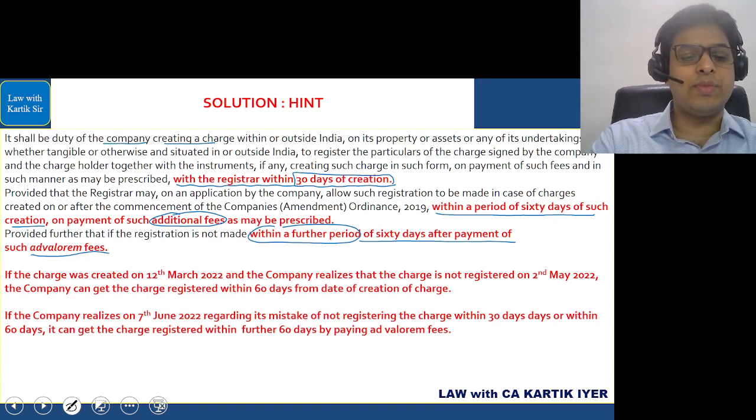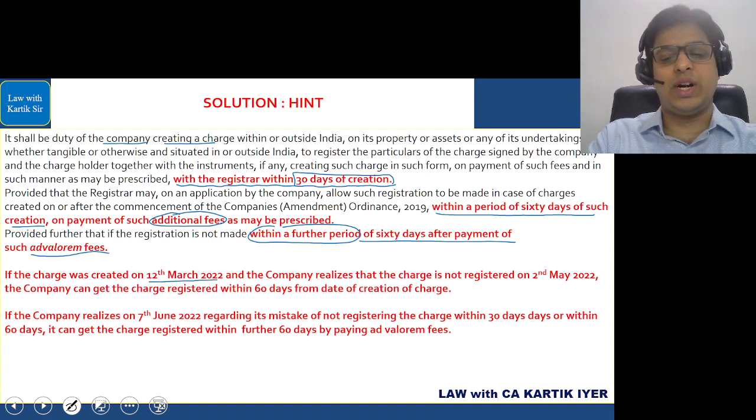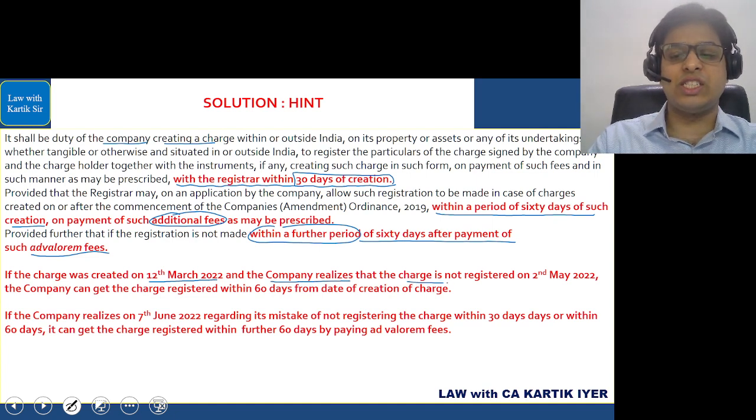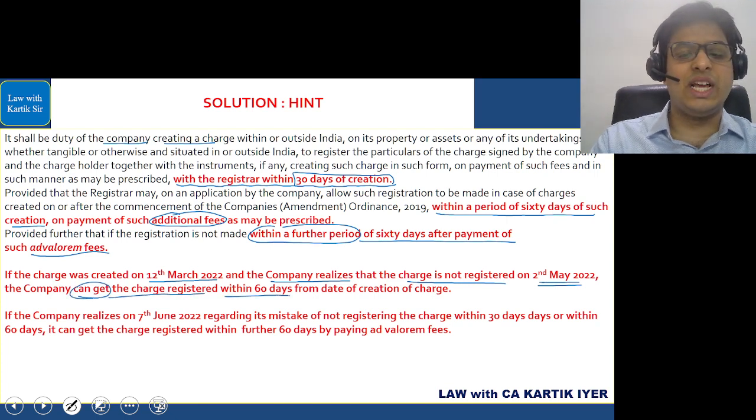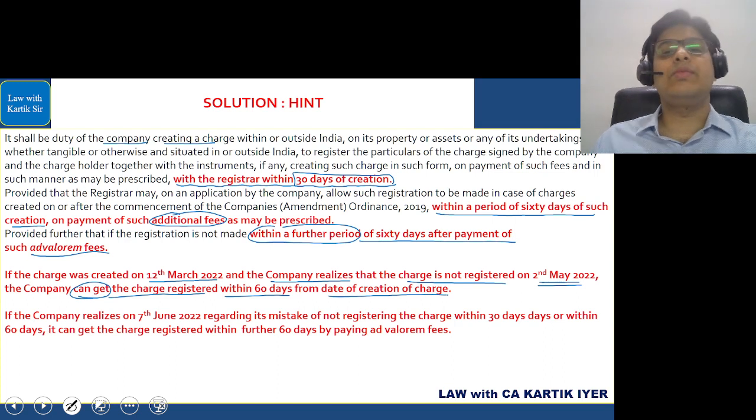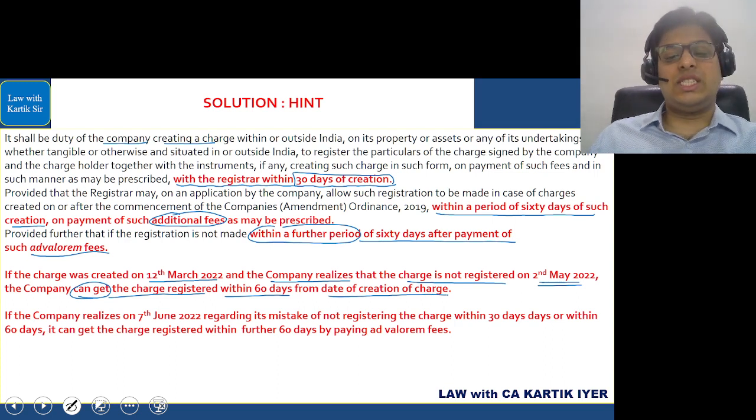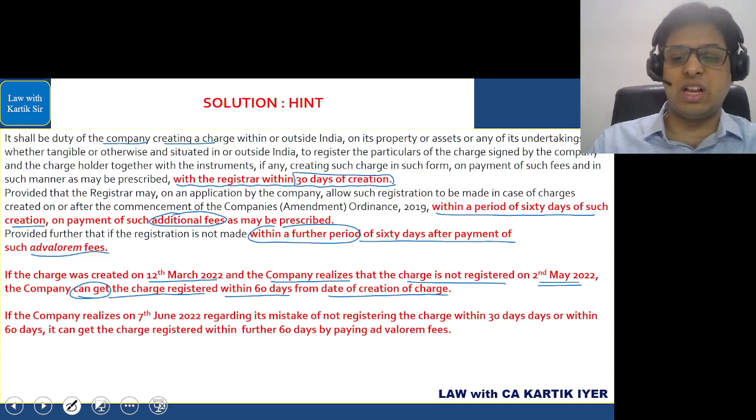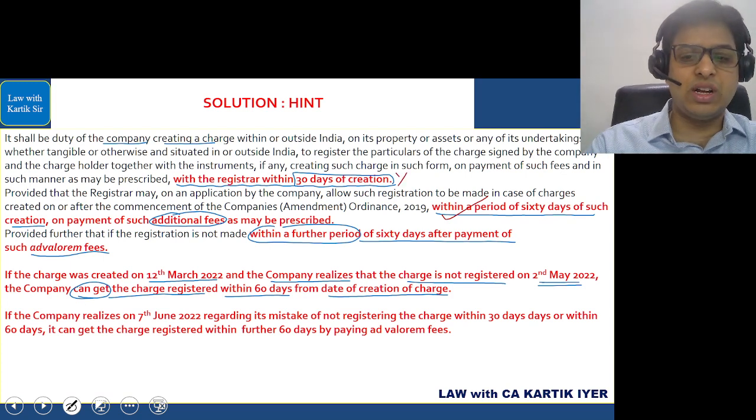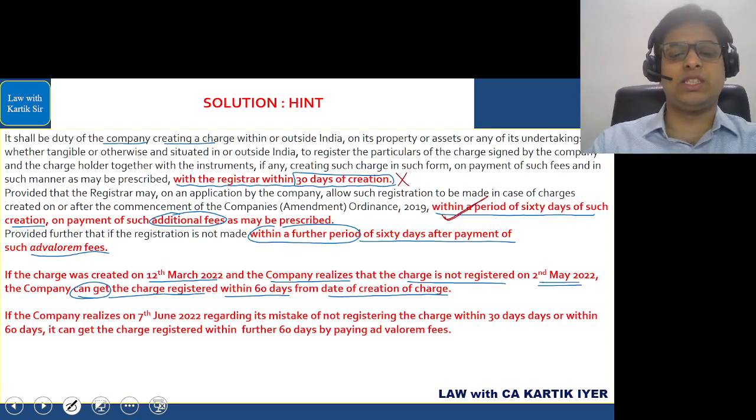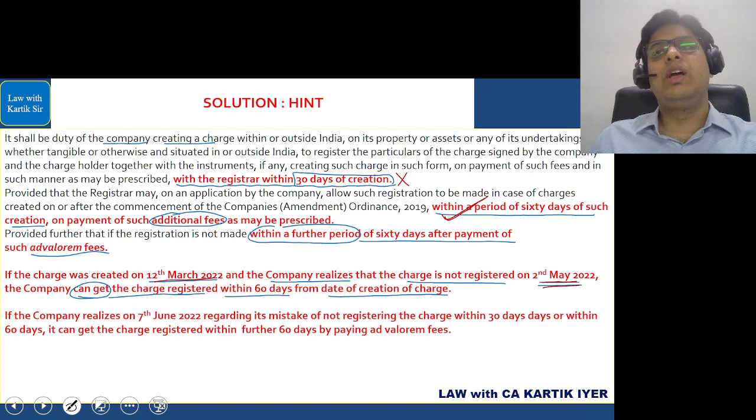See, first solution. If the charge was created on 12th March 2022 and the company realizes that the charge is not registered on 2nd May 2022, company can get the charge registered within how many days? 60 days from the date of charge creation, because from the date of charge creation 60 days are not done yet. So you can pay the additional fees and get the charge registered within 60 days. So you can go with this option which I'm going to tick mark here, the second one. So if 30 days the charge is not registered, no problem, then within 60 days it should be registered, because from 12th March 2022 till 2nd May 2022, if you calculate, 60 days will not be over.